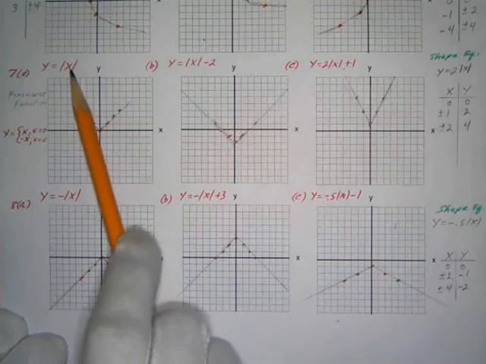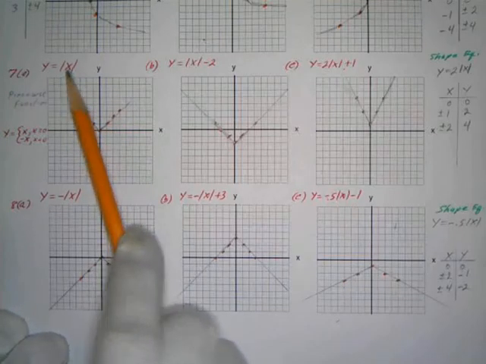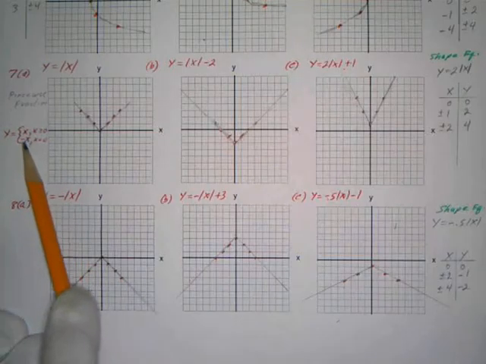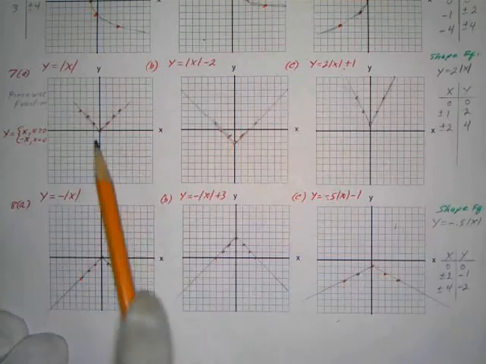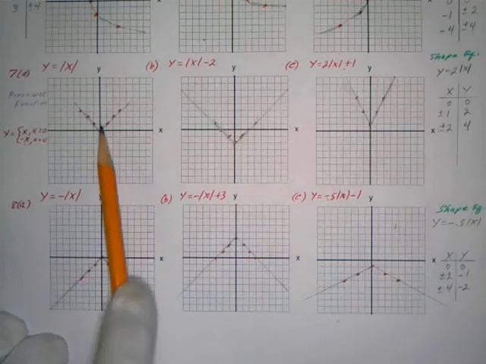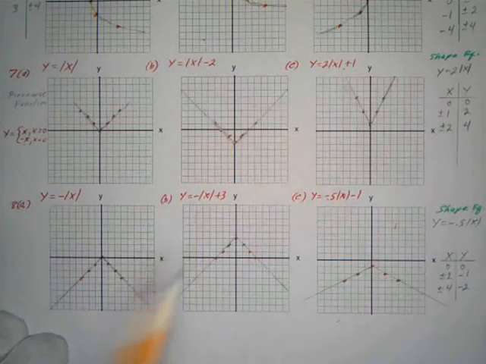This is just the absolute value of x, and this is a piecewise function. In other words, it's equal to x when x is greater than or equal to 0, and it's equal to negative x when x is less than or equal to 0. In other words, if x is negative 1, it's less than or equal to 0, so negative 1 becomes positive 1. So it's always positive. So it's not too bad.